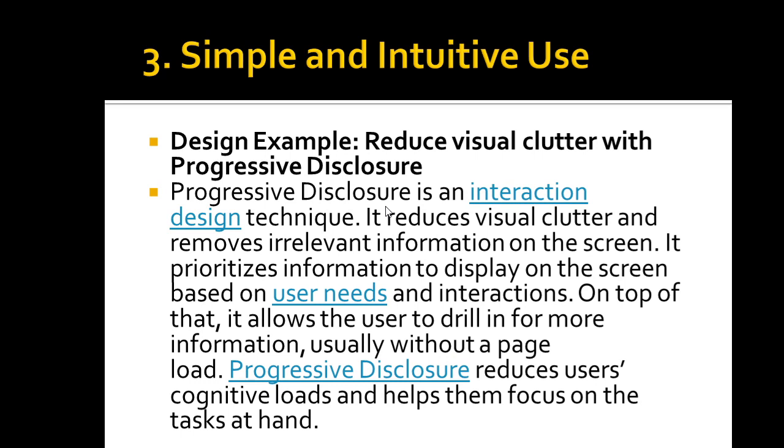So how about in design? We reduce visual clutter with progressive disclosure. Progressive disclosure is an interaction design technique. It reduces visual clutter and removes irrelevant information on the screen. So that's one of the principles. It prioritizes information to display on the screen based on user needs and interactions. On top of that, it allows the user to drill in for more information, usually without a page load. Progressive disclosure reduces users' cognitive loads and helps them focus on the task at hand.